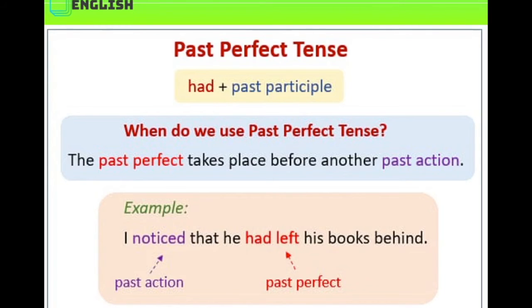So see here, in the past perfect tense, it is had plus the past participle, that is, the verb's third form. When do we use the past perfect tense? The past perfect takes place before another past action. For example, I noticed that he had left his books behind. See here, noticed means the past action happened, and that he had left is the past perfect, his books behind.